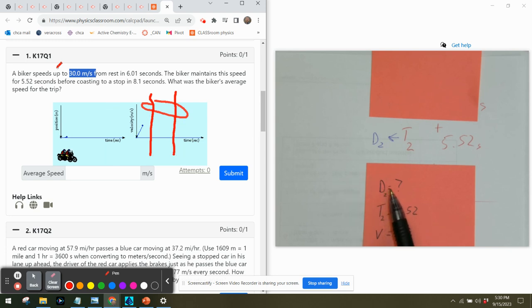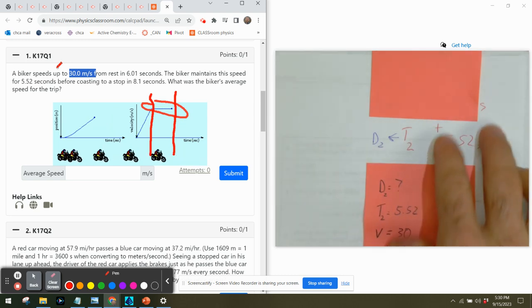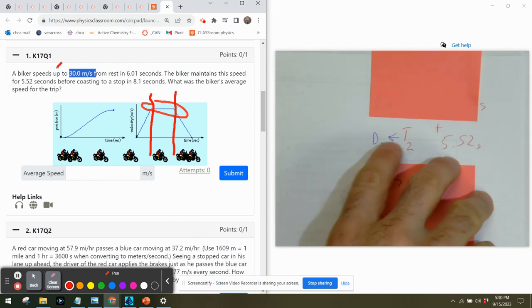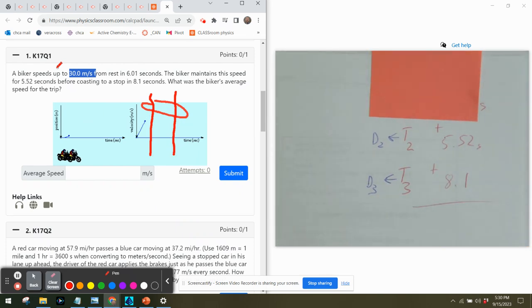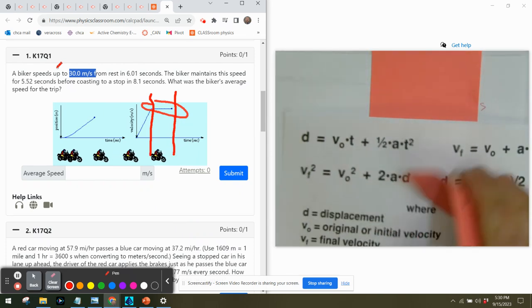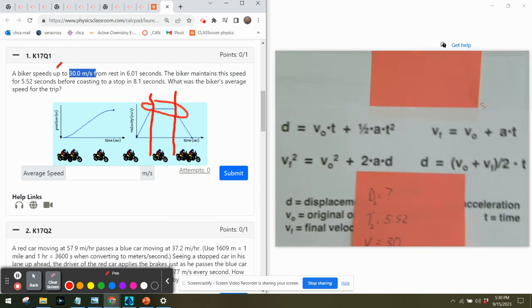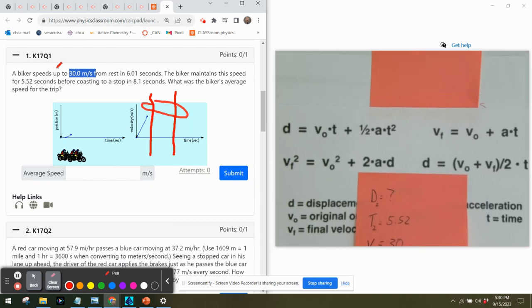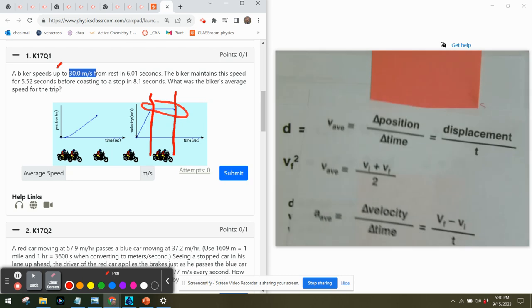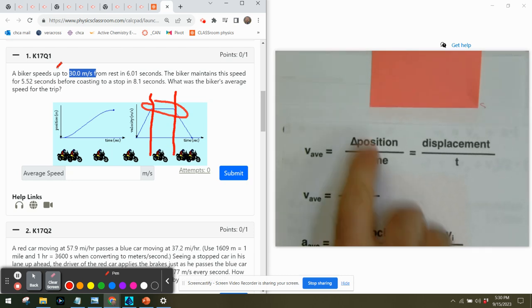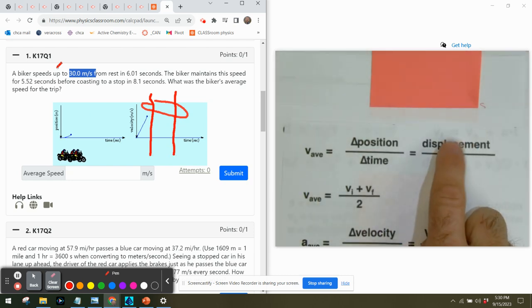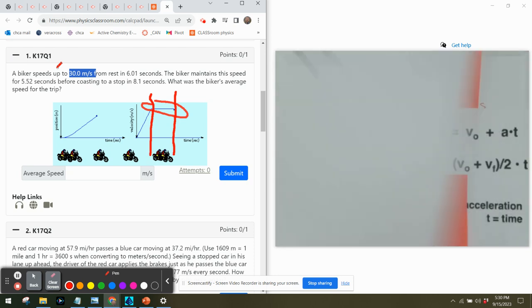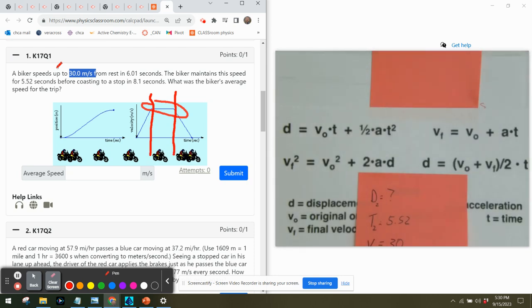Could we find D? Could we solve for D? And yeah, we can. We probably could use one of these equations, and it's not a bad idea maybe just to look at that. We also certainly could use this equation if we wanted to, just to solve for, in this case, the D2, that part of the displacement. But we also could just as easily use this equation.